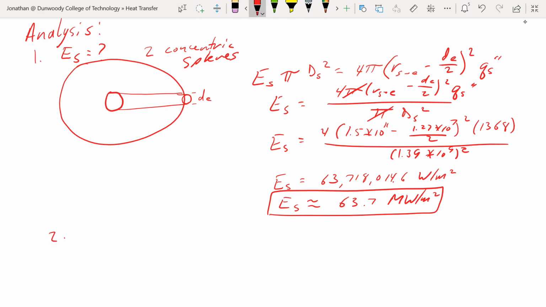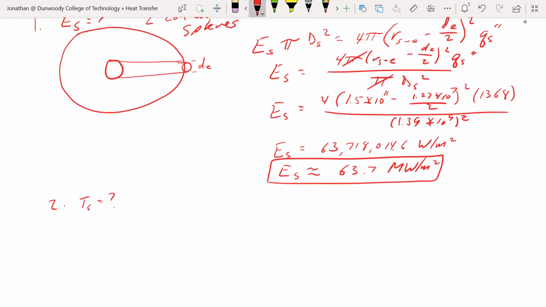Part 2, the book has it A, B, C, D. Part 2, we're looking for T_S, temperature of the sun. If we have the emissive power of the sun over here, we know that from Stefan Boltzmann is sigma T_S to the 4th for a black body.